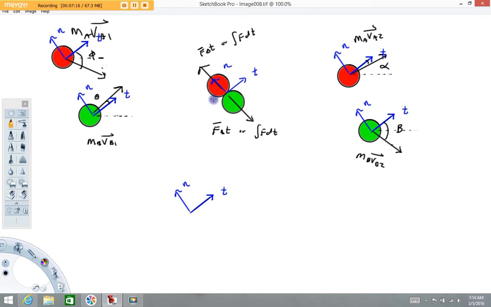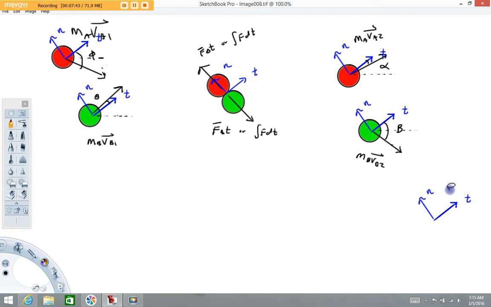We're going to write equations that are in the tangential direction and the normal direction. And the tangential one is the one that we want to start with, because we know that there is no impulse, looking at this picture, in the tangential direction on either of these two masses. So I'm going to take this and just store it off to the side in case I need another one of those.